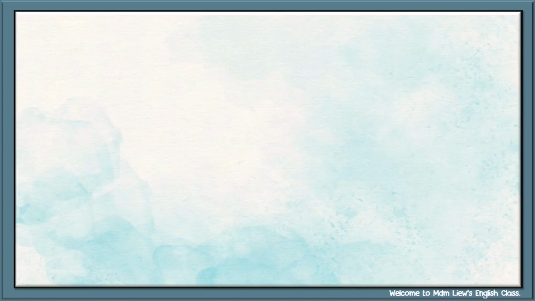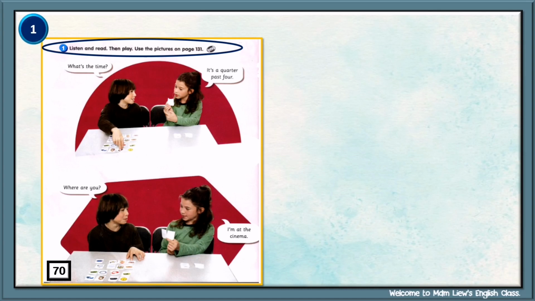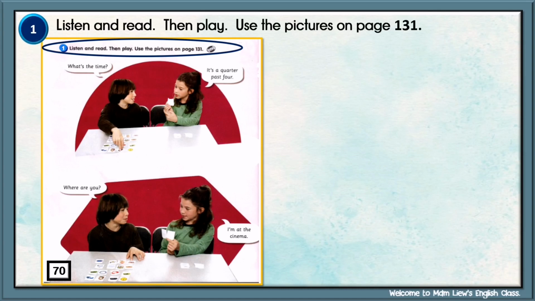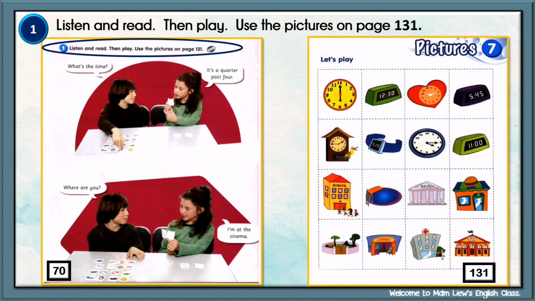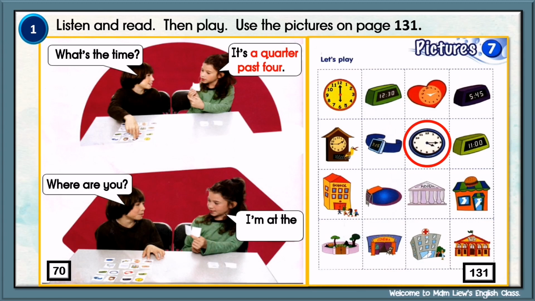Now, let's practice. Textbook on page 70. Listen carefully to the examples. Activity 1. Listen and read, then play. Use the cutouts on page 131. What's the time? It's 4:15. Where are you? I'm at the cinema. Children, you can practice this with your friends or practice it yourself.